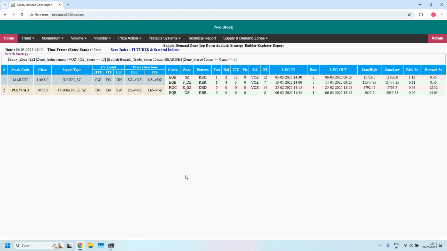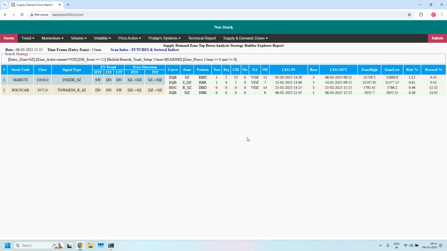We got 2 stocks. Bearish trade setup for daily income trade, we got 2 stocks. And both these entry time frame zones are 15 minute supply zones, because you already selected entry time frame is 15 minutes and entry zone is supply zone, and that 15 minute supply zone should be generated based on the bearish trade setup entry time frame. The bearish trade setup entry time frame is always 15 minutes for daily income trade.